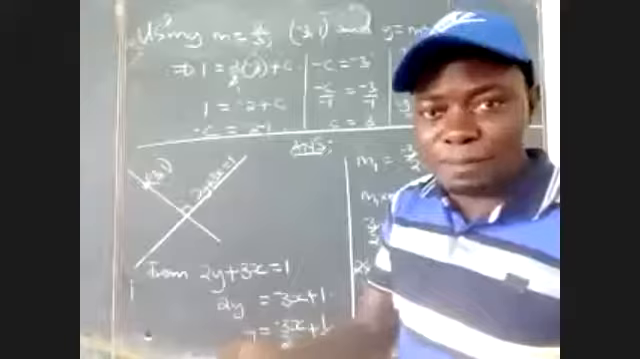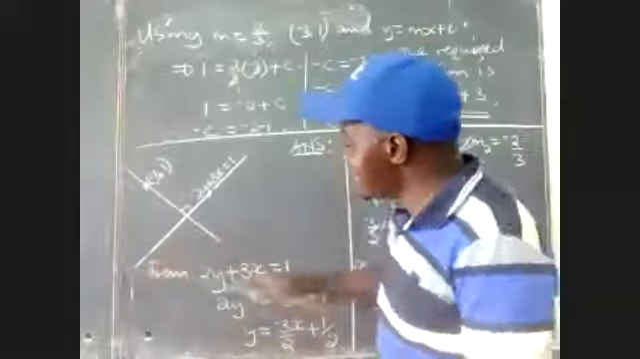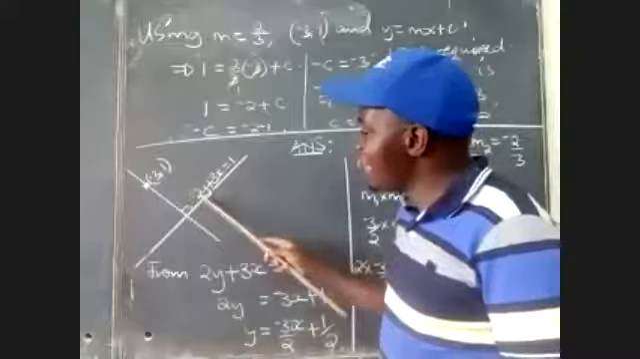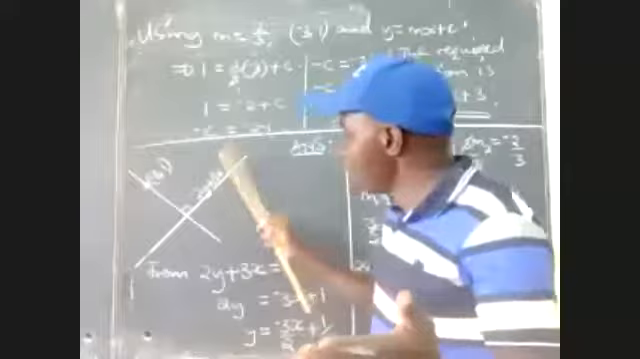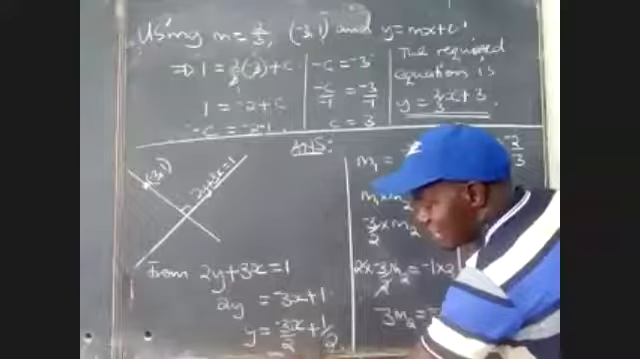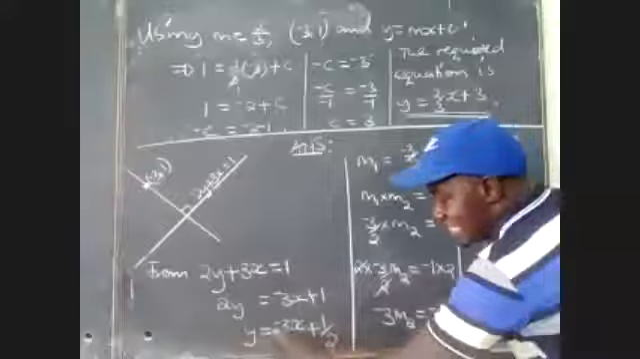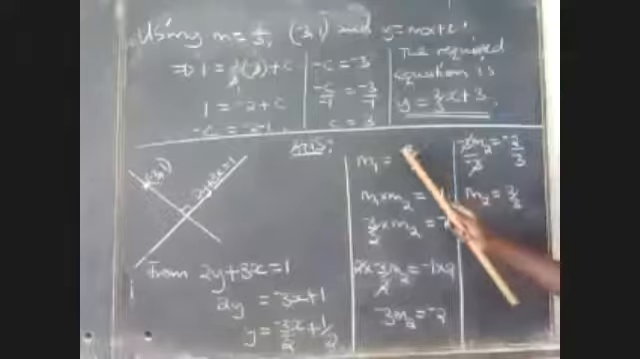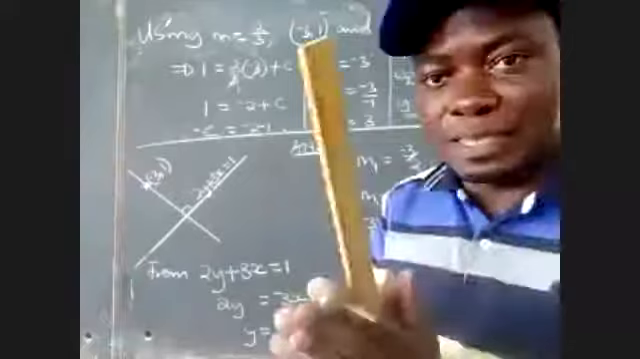Step by step, what we did was to get the gradient of this line. And you know how we get the gradient given the equation of the line. We rearranged this one to put it in the form y is equal to mx plus c. This is giving us the gradient of this line, which we got as negative 3 out of 2. I hope everyone is comfortable with that first part.